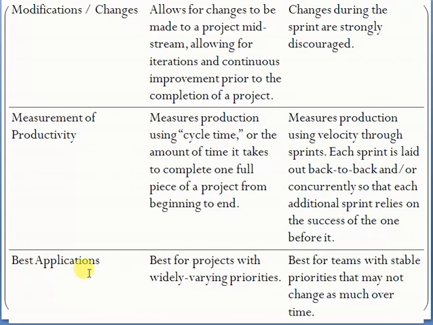Best applications. Kanban is best for projects with widely varying priorities. See, friends, if you are implementing something like websites, and you know that there may be many changes coming during development, you can use the Kanban approach. And Scrum is best for teams with stable priorities that may not change as much over time. Whenever you know that the teams are stable, self-organized, and can take decisions, and you know that there may not be changes coming, Scrum is best for these types of projects.